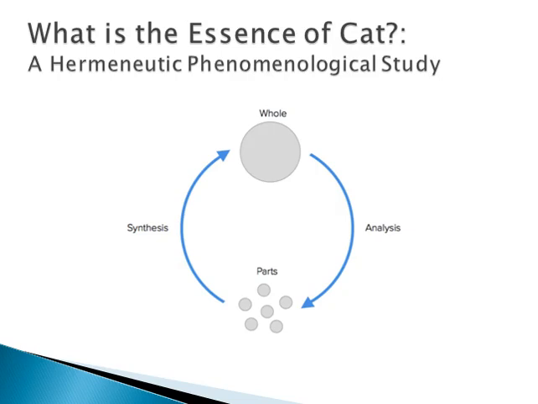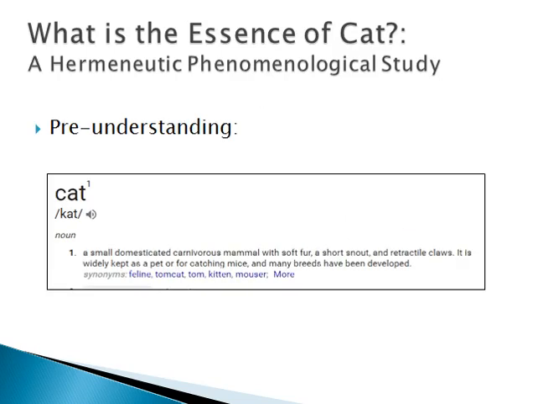Most of us, or all of us, in this PowerPoint presentation that are listening probably have a pre-understanding of cat. For the purposes of this example, I'm going to use a dictionary example. And so the way that this pre-understanding goes is, it's a small domesticated carnivorous mammal with soft fur, a short snout, and retractable claws. It's widely kept as a pet for catching mice. Many breeds have been developed.